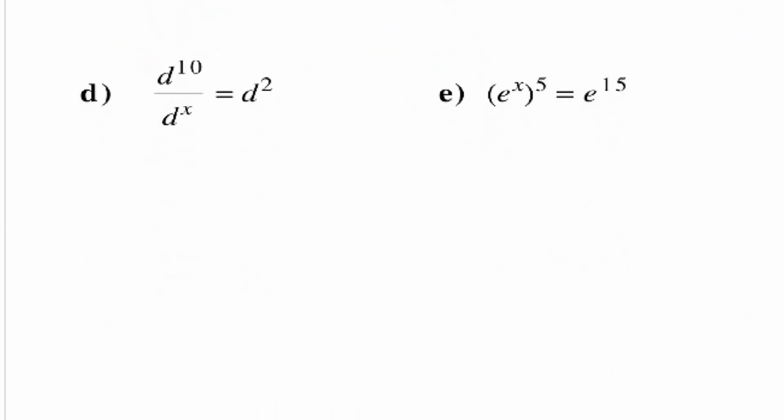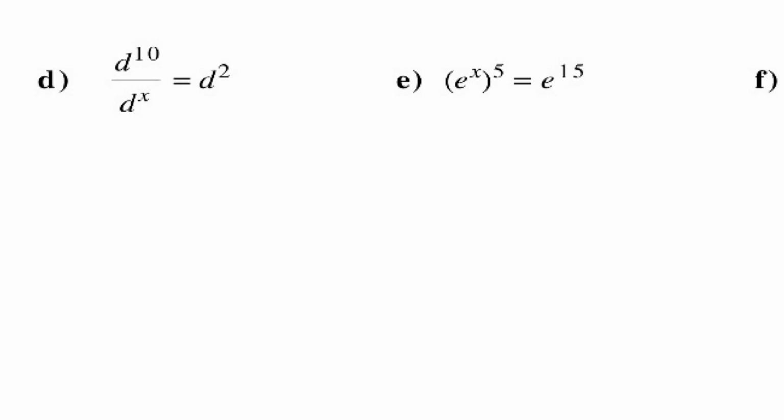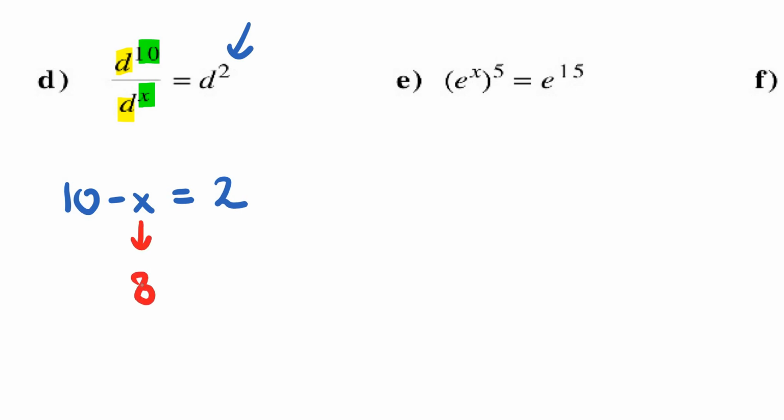Okay, let's keep on going here. Same thing, if you're dividing and the bases are the same, you are subtracting the powers, so 10 minus x equals the power on the right-hand side, which is a 2. If you solve this equation, this x value should be 8, right? So 10 minus 8 gives you 2. So the final answer there should be an 8.